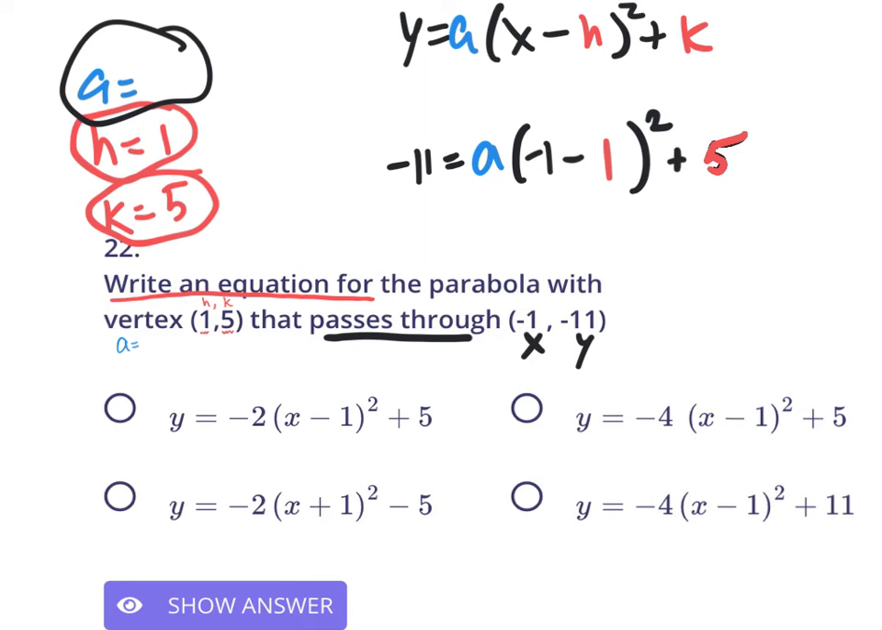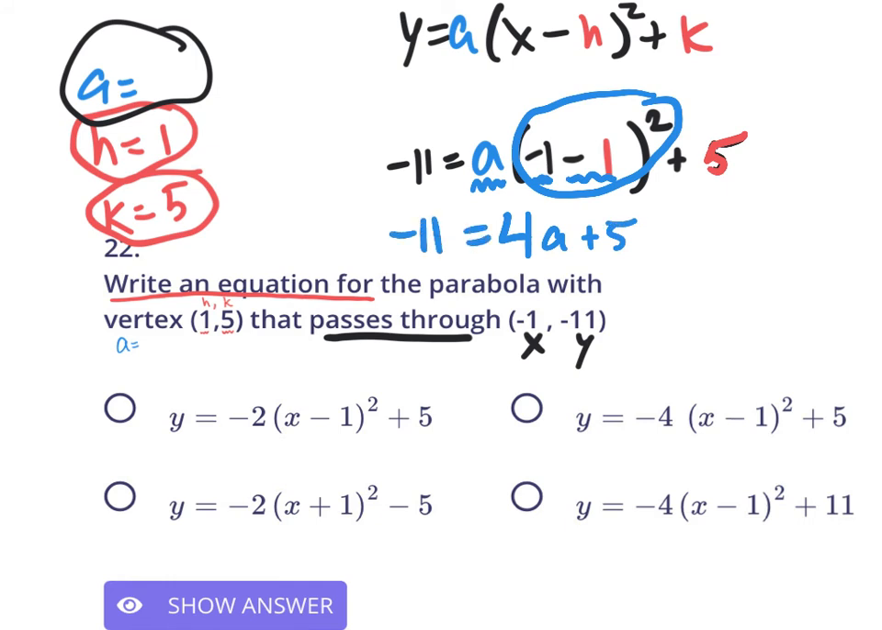So let's simplify this thing and let's solve for a. What I have here is -1 minus 1, that's -2, and then -2 squared, that's +4. So I really have a times +4, which is +4a. Bring down the +5, bring down the equal sign, bring down the -11. Now we could solve for a. So let's subtract 5 here, subtract 5 there. On the left side of my equal sign, I have -16. So I have -16 equals 4a. My final step will be to divide both sides by 4, giving me my a value of -4.